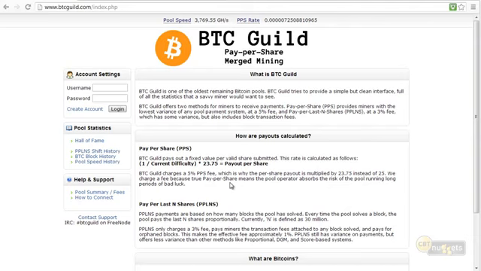And whether or not the entire group actually solves a block and is rewarded the Bitcoin by the network, they will automatically pay you. And that's why they shave off a little bit. Instead of doing a factor of 25, they do 23.75. That's to cover their risk.